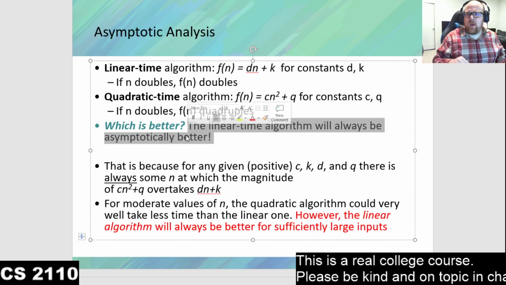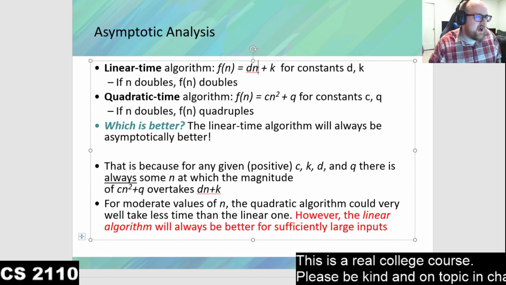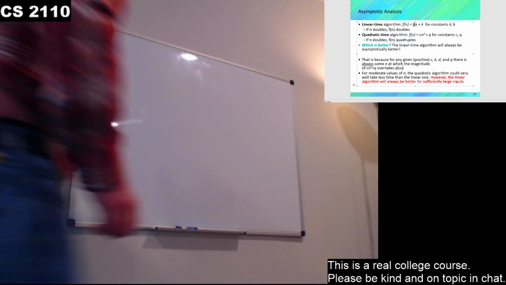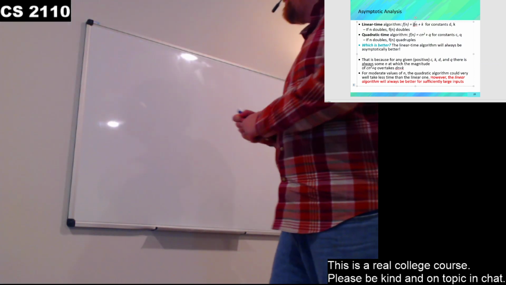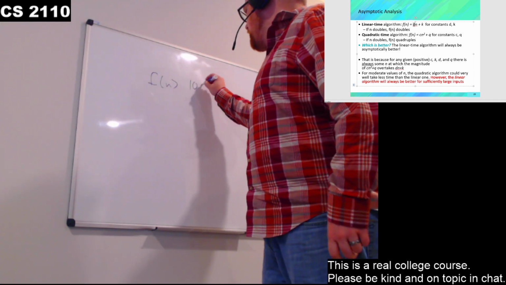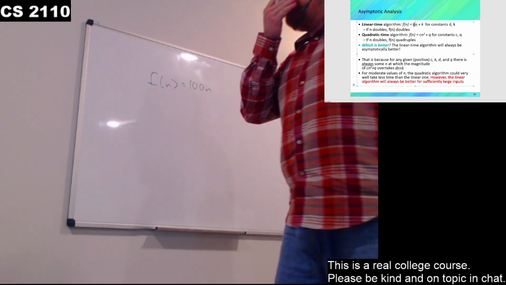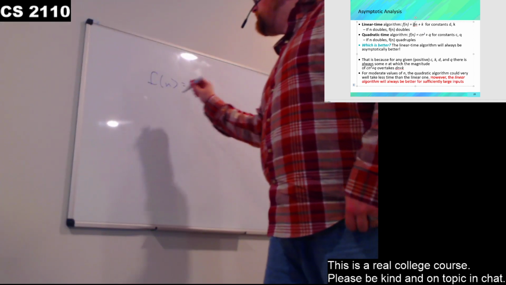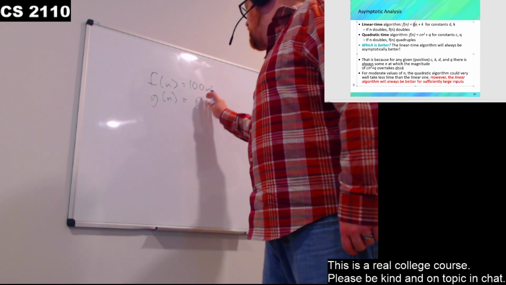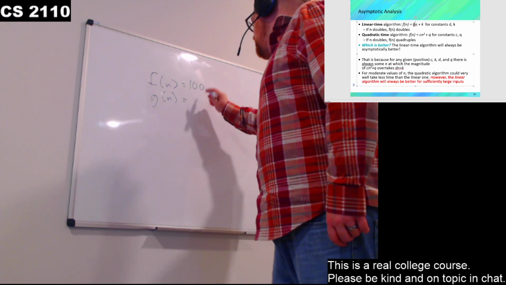Now you may be thinking, wait, but what if this constant were really, really big? Well, let's go over to the whiteboard. Hypothetically, let's say that I have two runtimes. I have one function that takes 100n. And I have another function, which I'll call g of n, that takes, let's say, n squared steps.